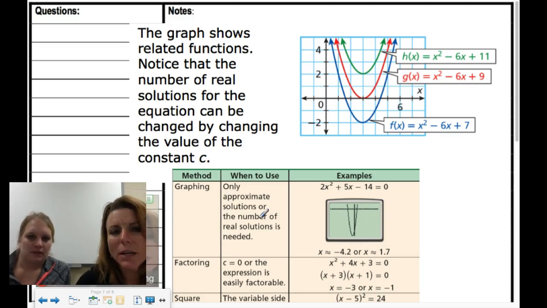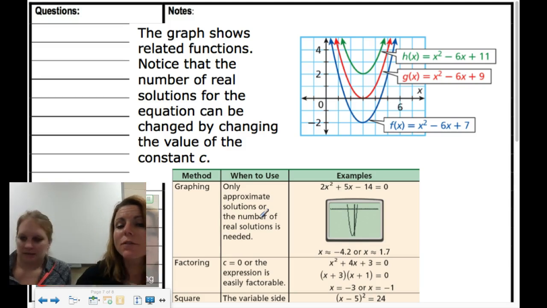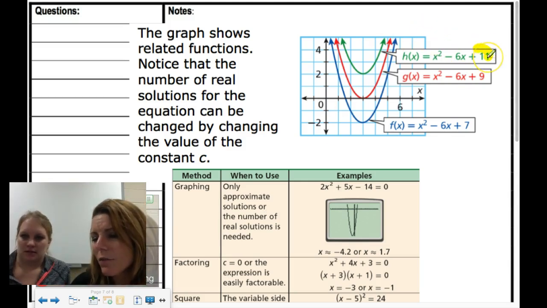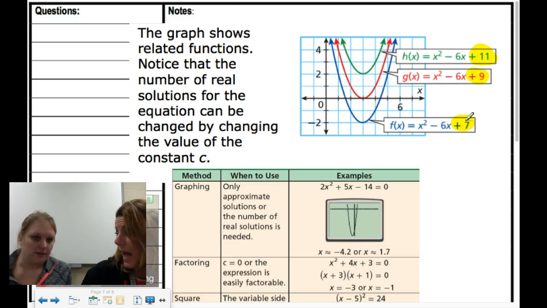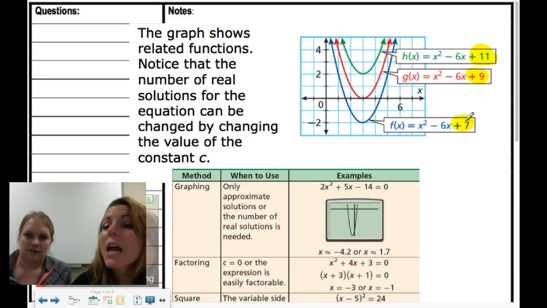All this is talking about is, let's just read what it says here. The graph shows related functions. Notice that the number of real solutions for the equation can be changed by changing the value of C. On all of those, the A and the B are exactly the same. The only thing that changes is your C. So the green quadratic function has how many? 2, but they're not real. They're non-real solutions, complex numbers. The red graph has 1 real solution, and the blue graph has 2 real solutions. That's all that says.